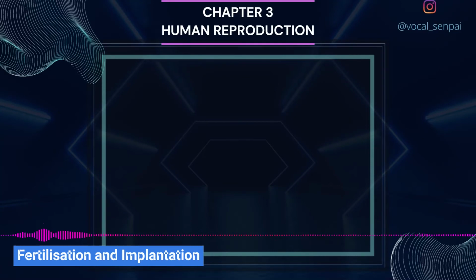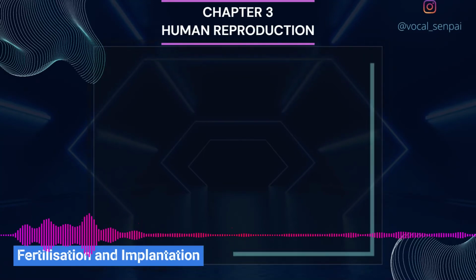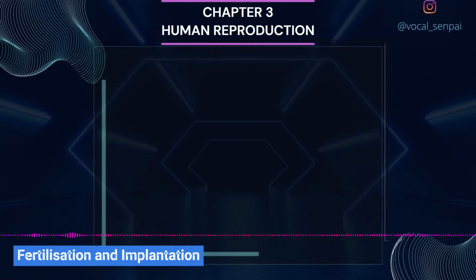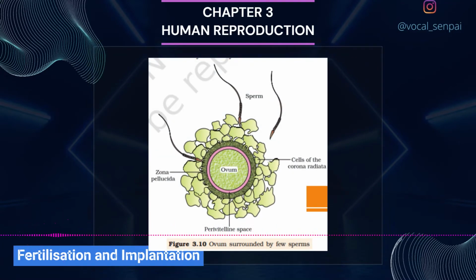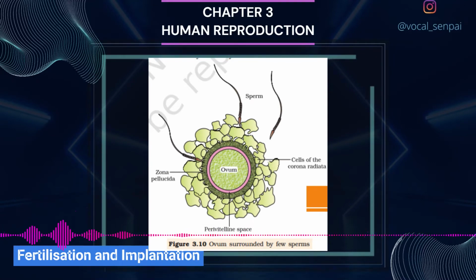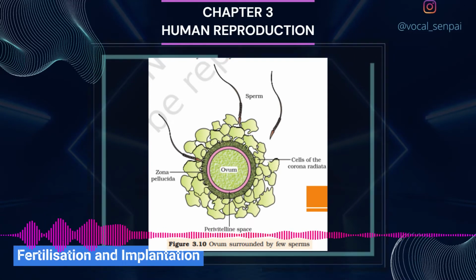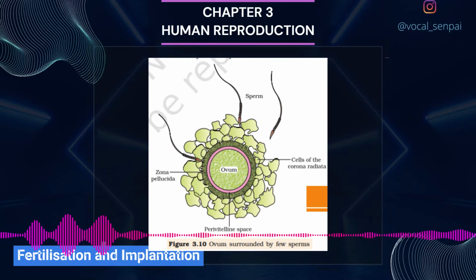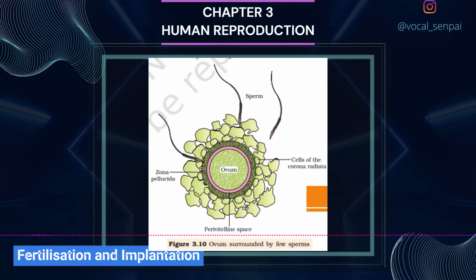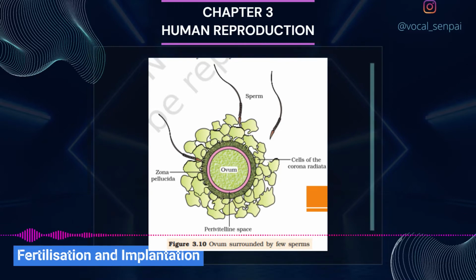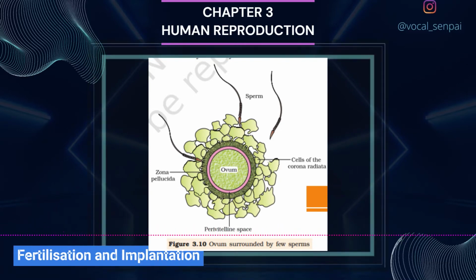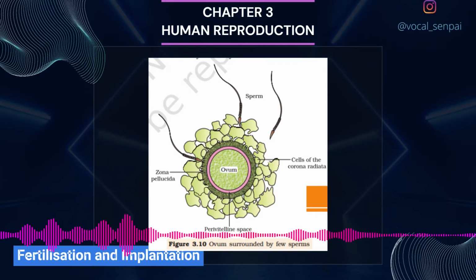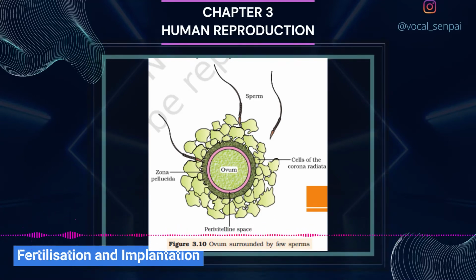Fertilization and implantation. During copulation, coitus, semen is released by the penis into the vagina, insemination. The motile sperms swim rapidly, pass through the cervix, enter into the uterus and finally reach the ampullary region of the fallopian tube, figure 3.11b. The ovum released by the ovary is also transported to the ampullary region where fertilization takes place. Fertilization can only occur if the ovum and sperms are transported simultaneously to the ampullary region.